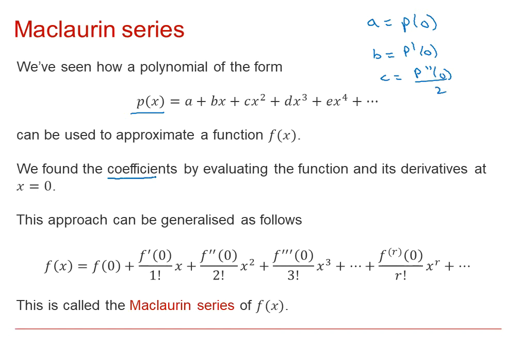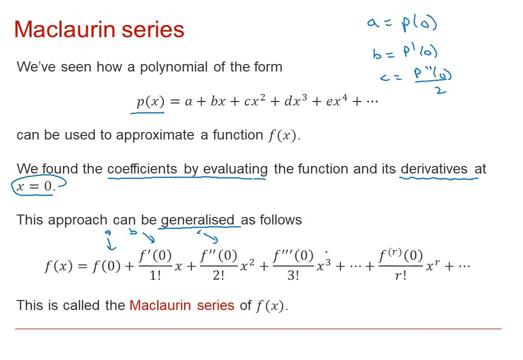So we can find the various coefficients of our polynomial by looking at the derivatives of the polynomial when x equals 0. If we now start to generalize this idea, we can express a function f of x in the form here. So this is our coefficient a, and here is the coefficient b, and this is the coefficient c. So we need to be able to find our various derivatives of the function when x is 0.